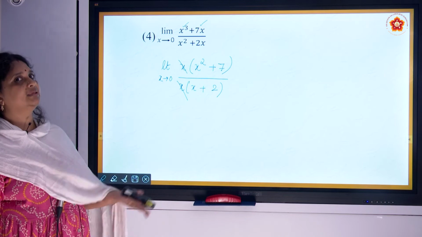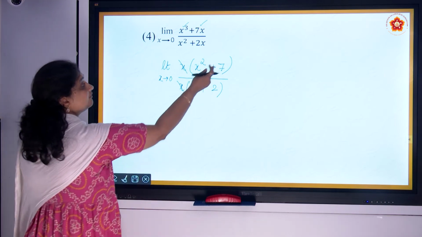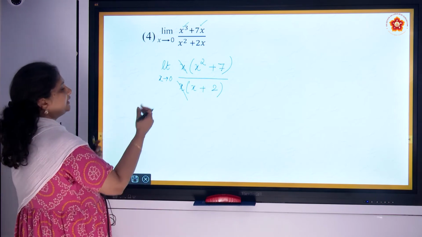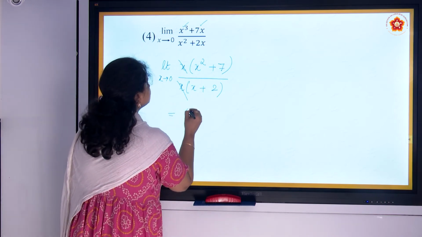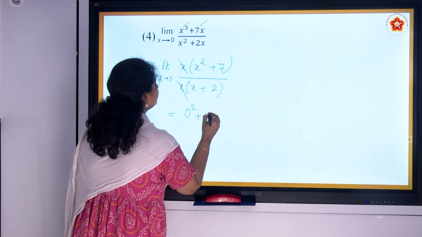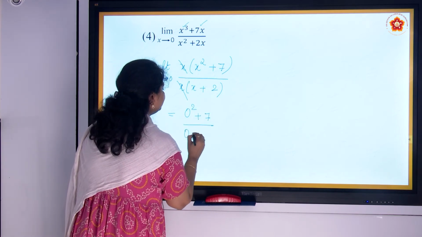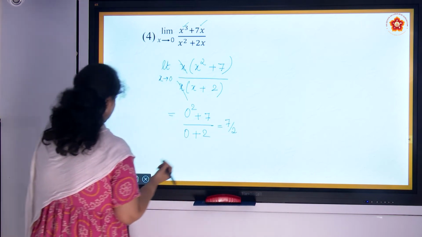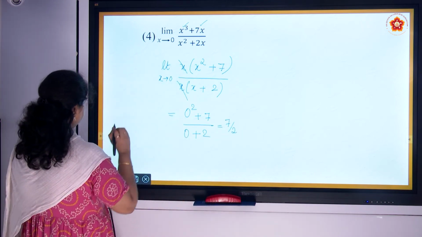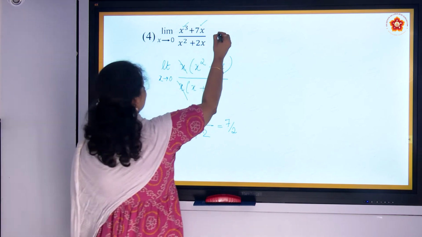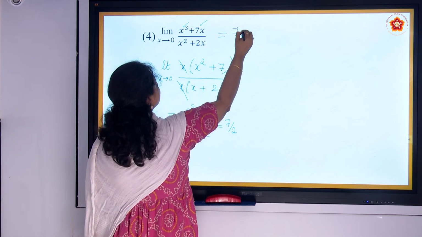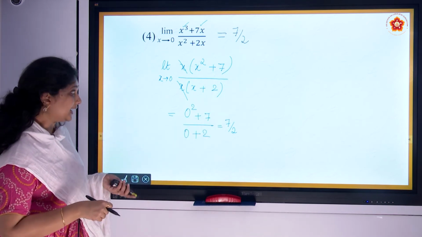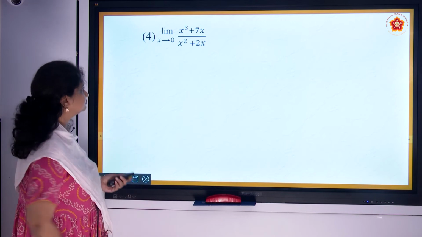0 multiplied to anything makes it 0. So now I have terms that are free from x, so it will not get nullified. Now I can happily go ahead substituting. So 0 square plus 7 by 0 plus 2. So this is nothing but 7 by 2. So here I get the answer, that this is equal to 7 by 2. Easy, isn't it? Okay. We'll quickly move on to the next one now.